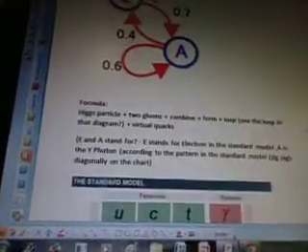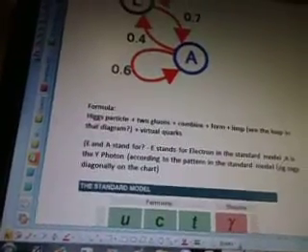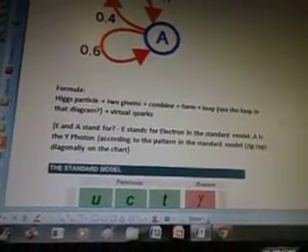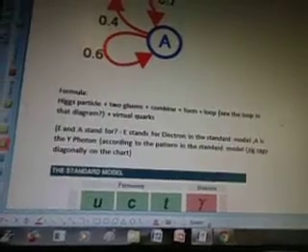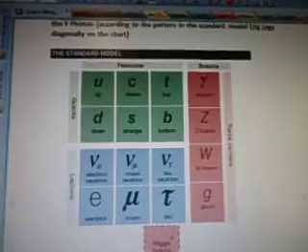Now look at your loops. E and A stand for, I didn't know what they meant. So E stands for electron in the standard model. A is the photon according to the pattern in the standard model, which zigzags diagonally on the chart. So I'm looking at the chart here to figure out what's what. Okay.